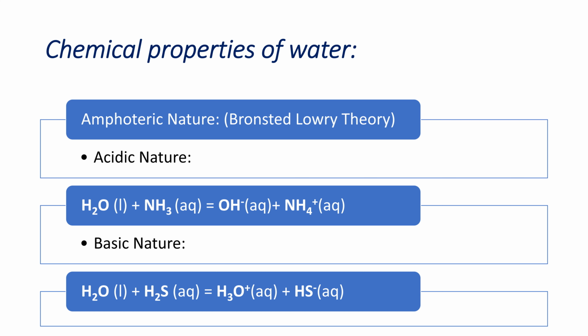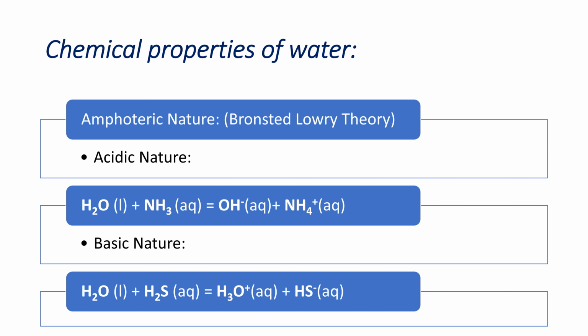Now let's discuss some chemical properties of water. Water is amphoteric in nature, that is, it can act as an acid as well as a base. But to understand it, you need to know Bronsted-Lowry theory. According to it, when two compounds chemically react in such a way that one loses a positive ion or proton and the other gains it, then the one which loses is a Bronsted acid and the one which gains it is a Bronsted base.